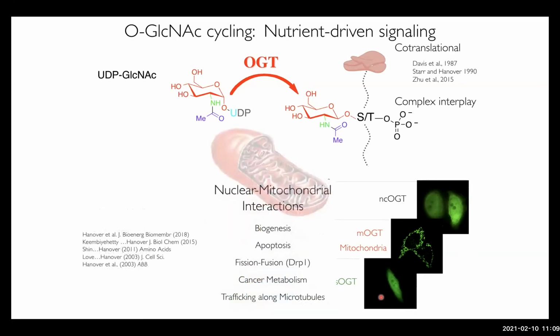I mentioned the mitochondrial targeting because recent work has shown that the nuclear mitochondrial interactions mediated by OGT are critical to its function. It plays a role in biogenesis through the SYN3 transcription complex, apoptosis, nuclear mitochondrial fission and fusion, and we're actively working on this problem, cancer metabolism, and trafficking of mitochondria along microtubules through the so-called Milton microtubule-associated complex.